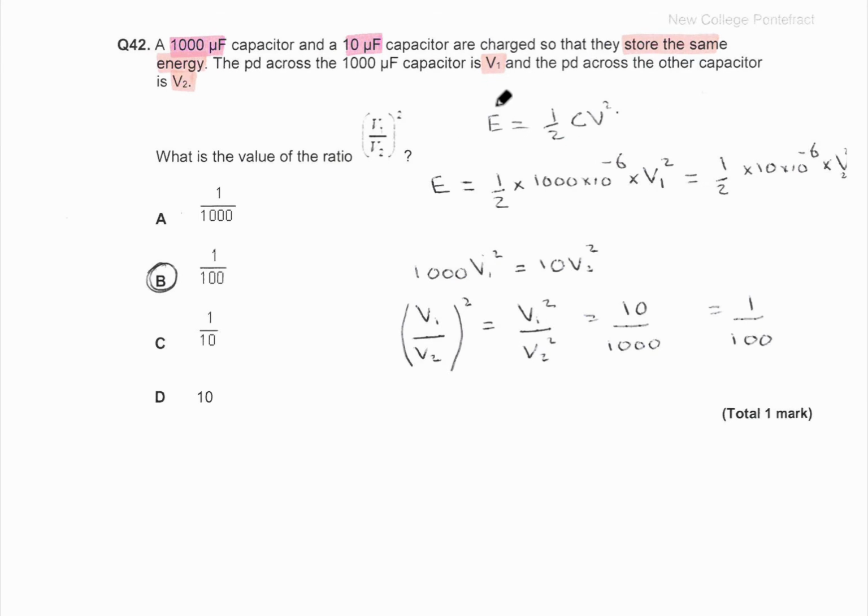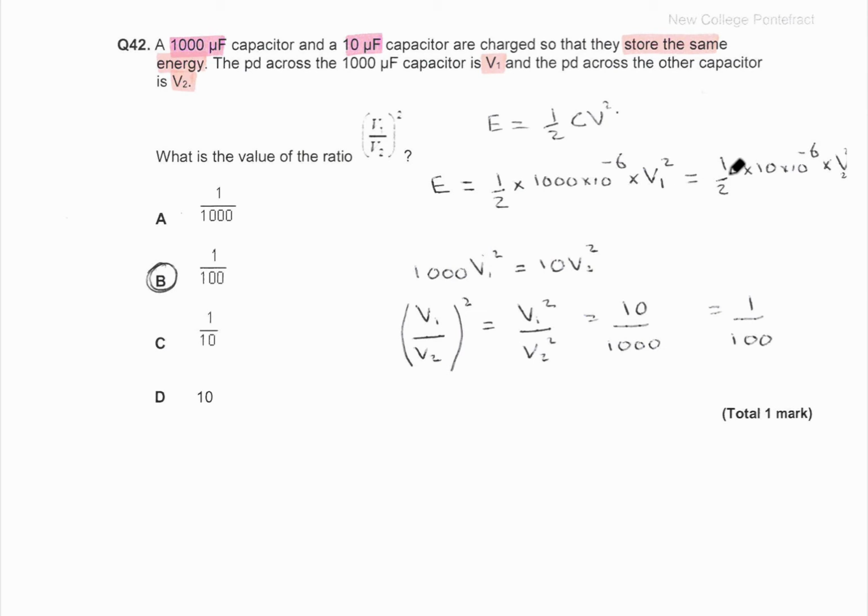So we know that the energy stored in a capacitor is just a half times the capacitance multiplied by the potential difference squared. If we put this into this equation for V1, the 1000 microfarad capacitor, we can also do the same thing for the potential difference of V2 for the 10 microfarad capacitor, and we know that the energy in both capacitors is equal because it tells us in the question. So the energy is simply a half multiplied by 1000 times 10 to the minus 6 times V1 squared for this capacitor, and a half times 10 times 10 to the minus 6 times V2 squared for this capacitor, and we can put them equal to each other.